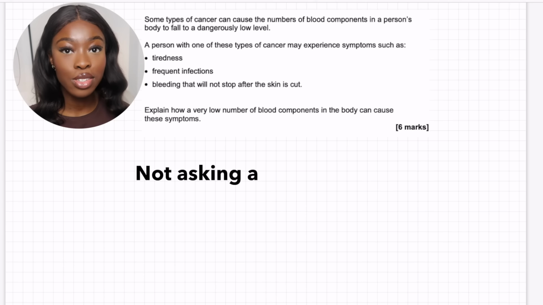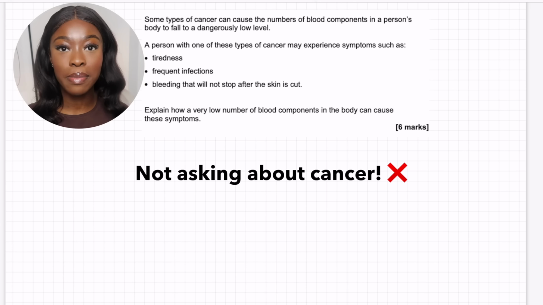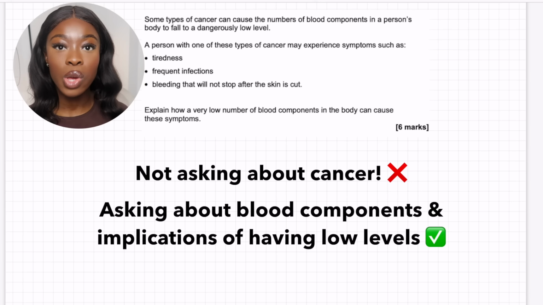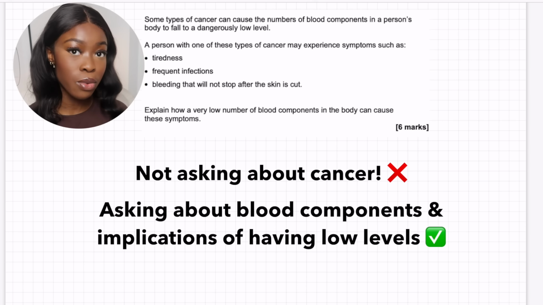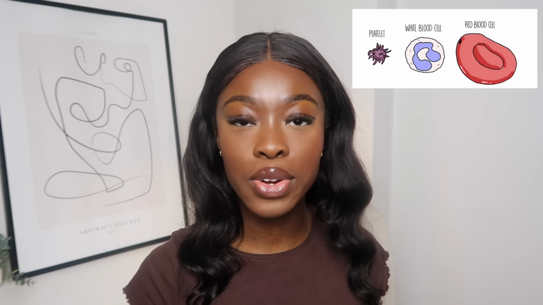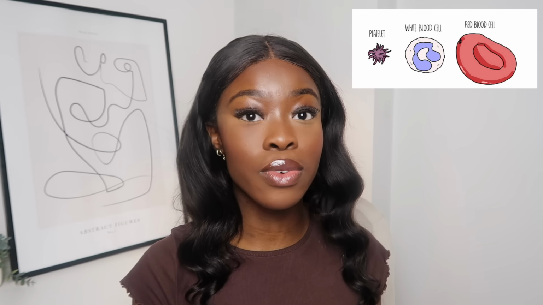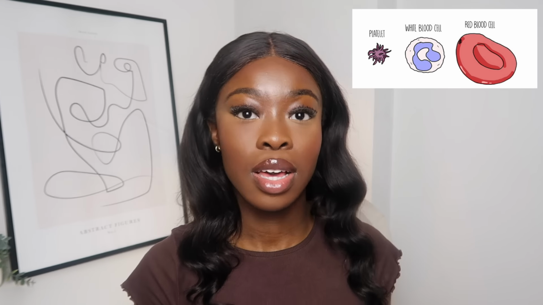This question is not asking you about cancer, it's not asking you to explain cancer, how it works. It's asking you about the blood components, and that's really important to know. This is basically relying on your knowledge of the blood cells, for example, the red blood cell, the white blood cells, platelets, and what they do. If you know what these do, then you'll know what a lack of them does, and let's go through it.